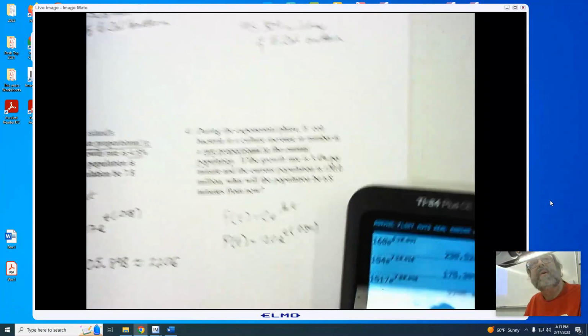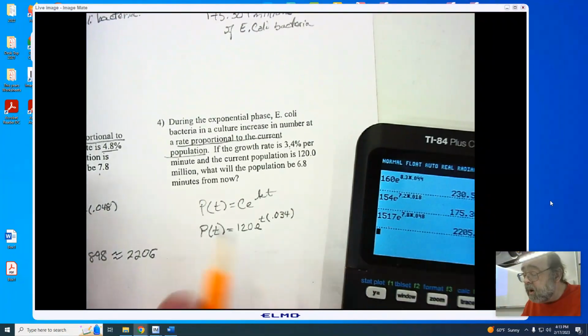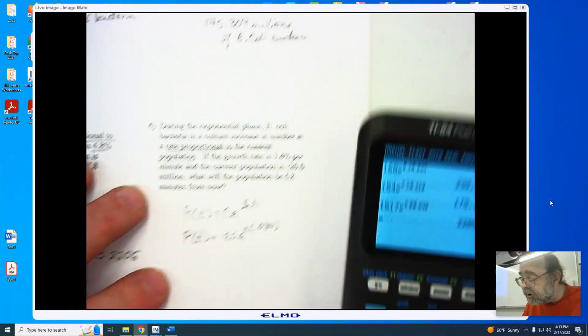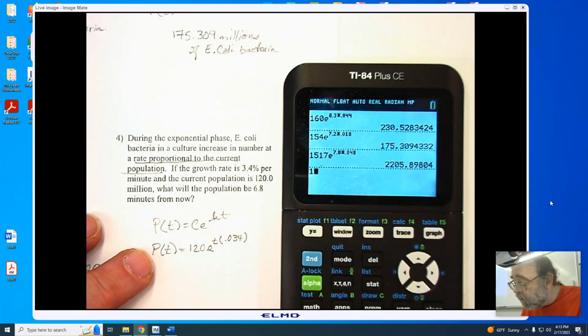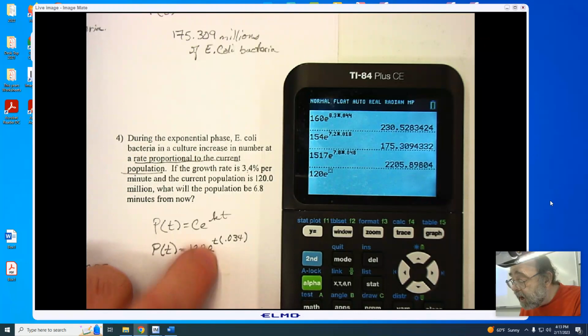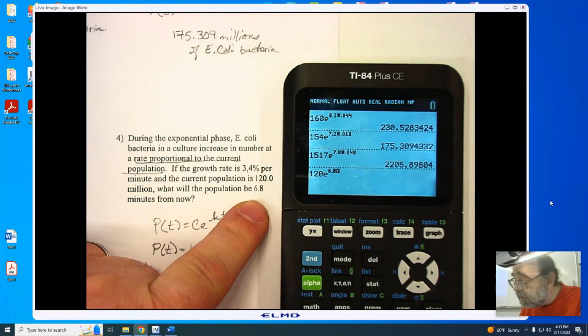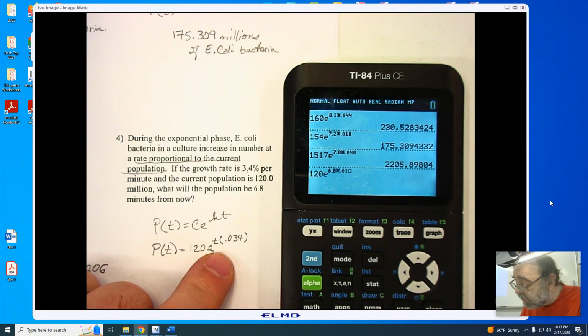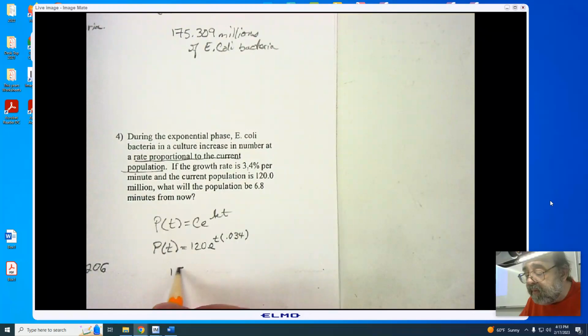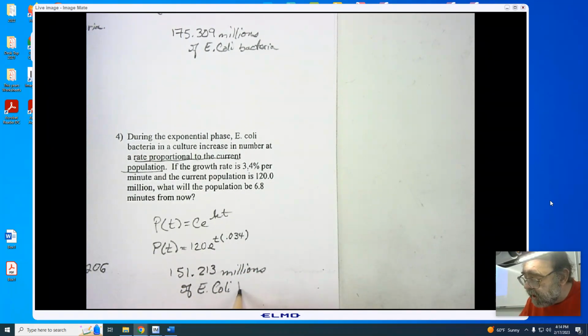What makes life difficult is if we don't recognize that wording, the rate proportional to the current population. So let's go ahead and put it in. 120 e to the power of, and we're now going to put in 6.8 times our 0.034. Once again, just a reminder, this is in millions, and we have 151.213 million E. coli bacteria.